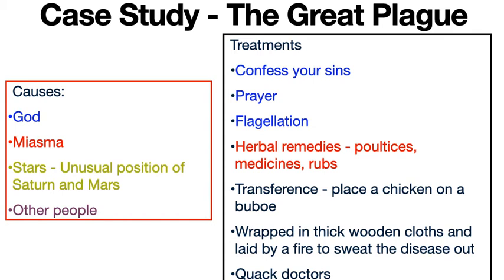The treatments are also quite similar. You've got religious treatments, confessing your sins, prayer, fasting, and herbal remedies, poultices, medicines, rubs. We also have some new treatments coming in. Things like transference, placing a chicken on a bubo so that the Great Plague transfers from the bubo to the chicken. Getting wrapped up in thick woolen cloths and laid by a fire to sweat out the disease. And you had the rise of the quack doctor, who was providing all kinds of weird remedies, kind of herbal remedies really, in order to cure you of the Great Plague.